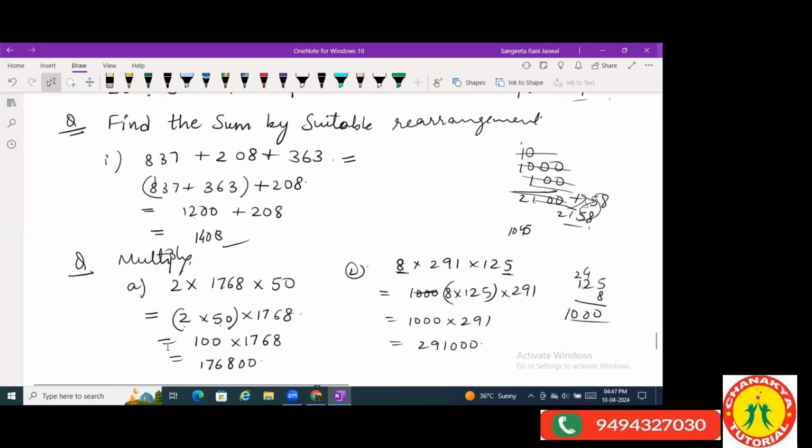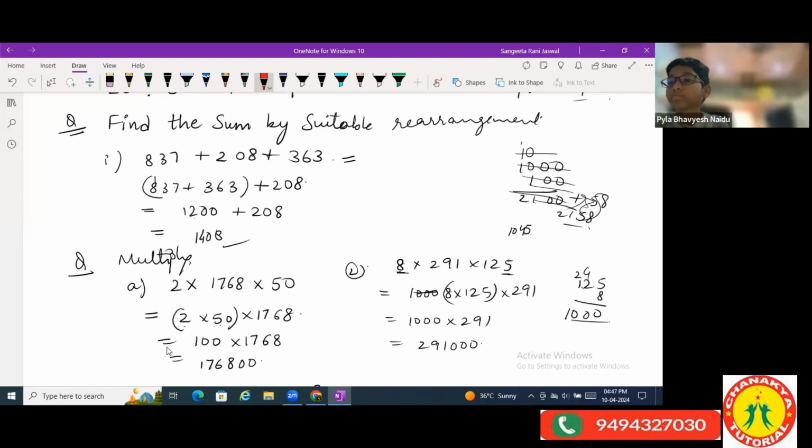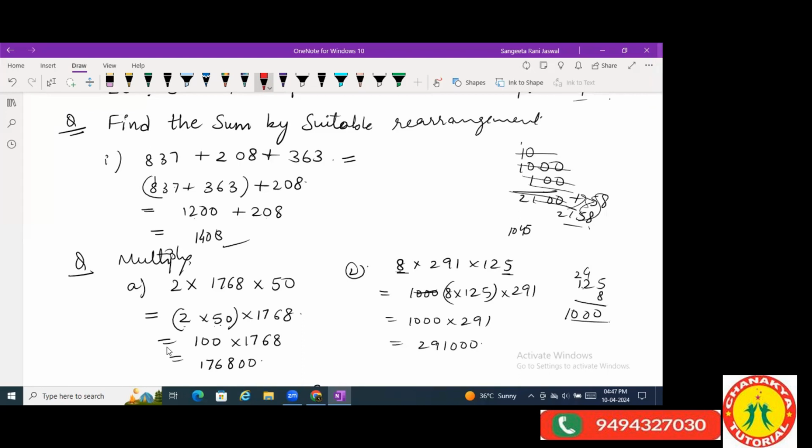Find the sum by suitable rearrangement. Suitable rearrangement means adding those numbers which make our work easier. Suppose if I multiply 50 with 2, then I get 100, and it's easy to multiply them, and I can quickly do my calculation. So suitable rearrangement means I have to arrange the numbers in such a way that my work becomes easy. Here, I took this number and this number, then I got 1200 and I added 1200 with this. This was pretty simple.